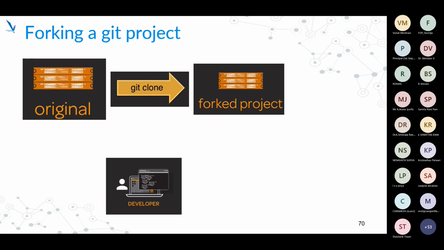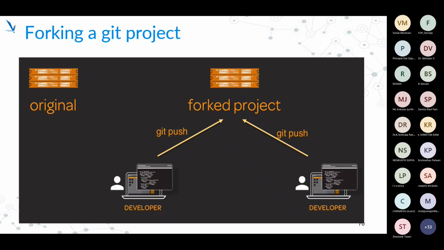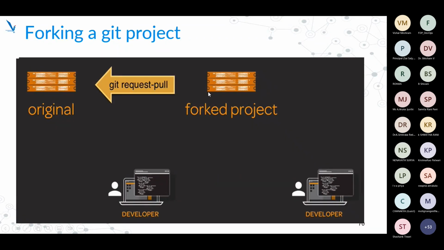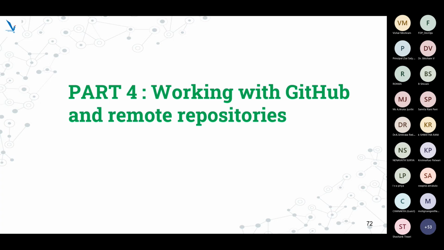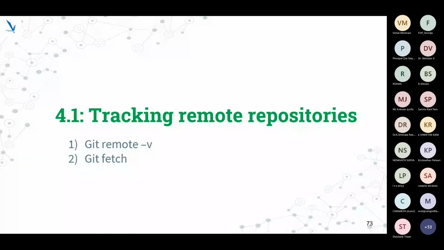So what we did, I'll demonstrate how to fork the project, right? So this is someone else's original project. You just fork the project. What is meant by fork? You just copy the project and you become the owner of that project. Then different developers can push the changes to that forked project, and it can again be a pull request to the original project also. So this is forking a project, working with GitHub and the remote repository. So these are the two commands we use: git remote -v.